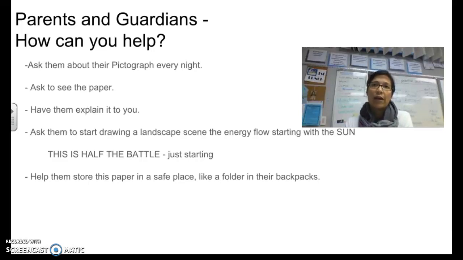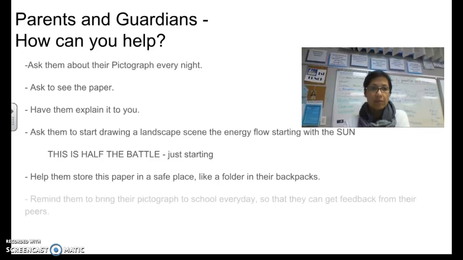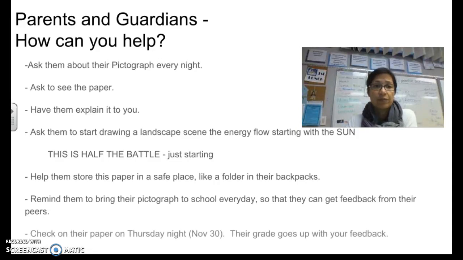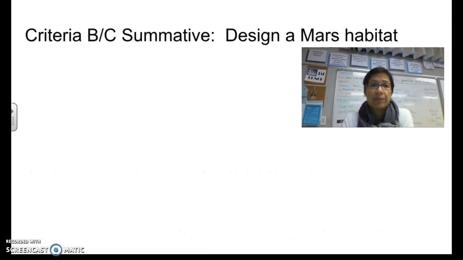This is where we're helping them understand that their summative paper or any kind of paper needs to be nice and neat. Remind them to bring their pictograph to school every day so that they can get feedback from their peers. And then Thursday night next week, would you please check their paper and give them feedback with their grade. Their grade will go up if I see feedback from a parent or a guardian.